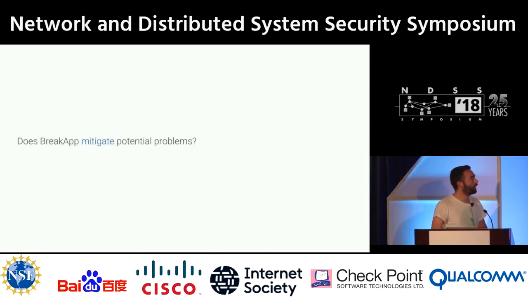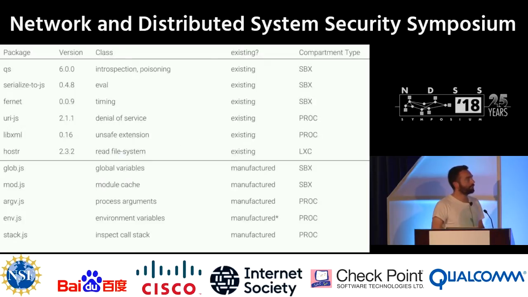Okay, does BreakApp mitigate any potential problems? I described in the examples earlier that it does. Here we have a set of, the first part, real vulnerabilities, vulnerable packages, and then a set of hypothetical vulnerabilities that BreakApp mitigated. And the interesting thing is that a couple that were hypothetical at the time we submitted the paper were actually realized by the camera-ready version of the paper, which I found interesting. For example, people snooping, sending your environmental variables to remote servers.